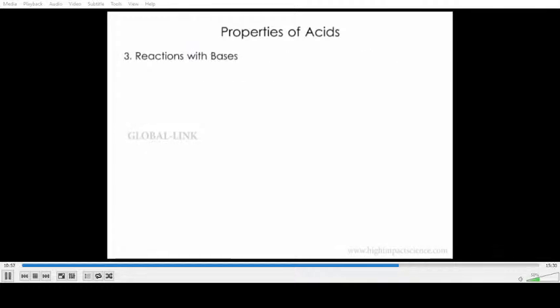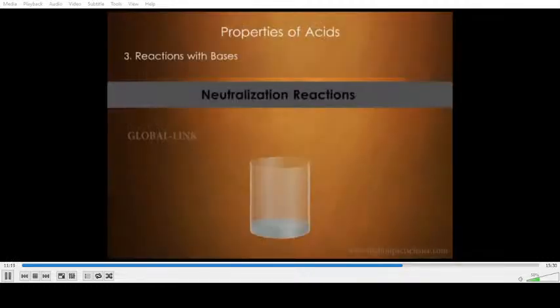Reactions with bases. Now, reactions of acids and bases are called neutralization because the resulting product is a neutral one. Bases that are soluble in water are called alkali. For example, let's take 10 milliliters of sodium hydroxide, which is an alkali, in a beaker. To this solution, we add a drop of methyl orange indicator. The solution turns yellow in color.